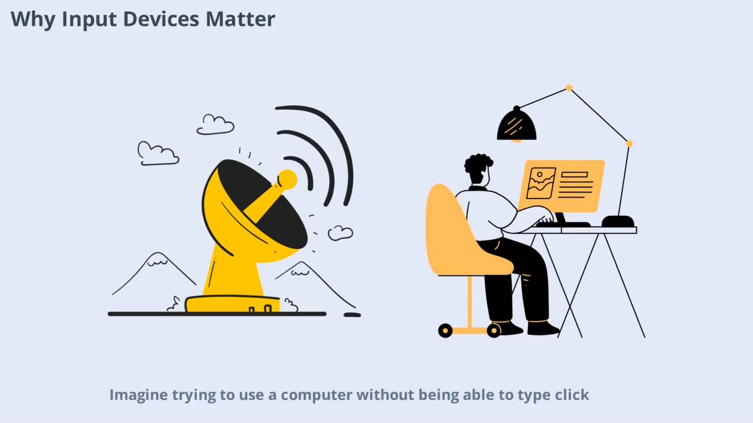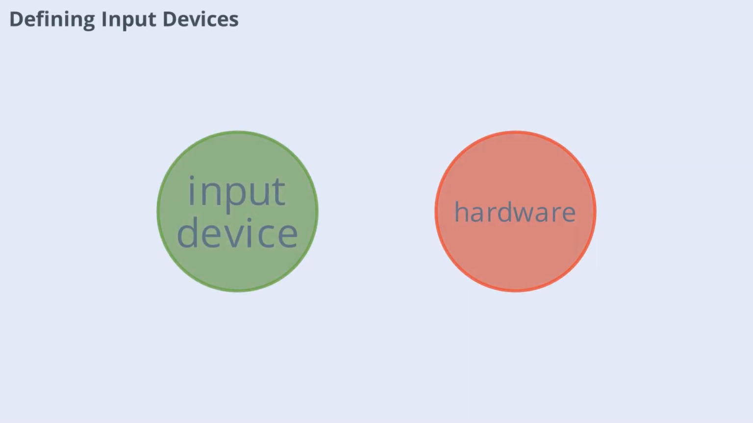Imagine trying to use a computer without being able to type, click, or speak to it. Input devices are essential because they bridge the gap between us and our machines. They allow us to send information, instructions, and even our voices into the computer, making it possible to perform countless tasks. From writing emails to drawing pictures or searching the web, input devices make it all possible. In this lesson, we'll look at the most common types and see how each one plays a unique role in our digital lives. What exactly is an input device?